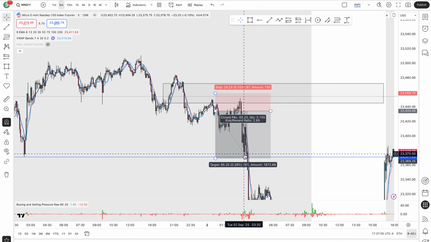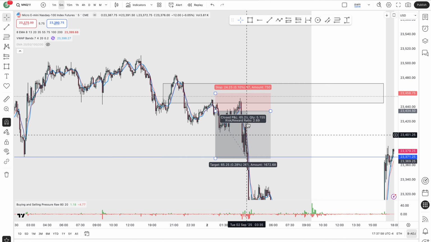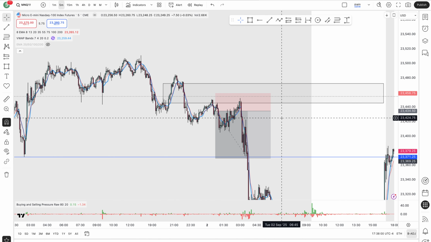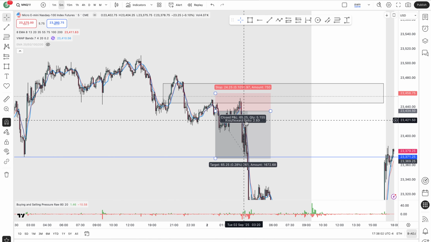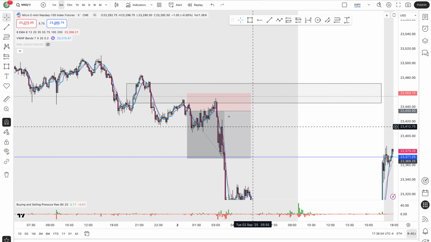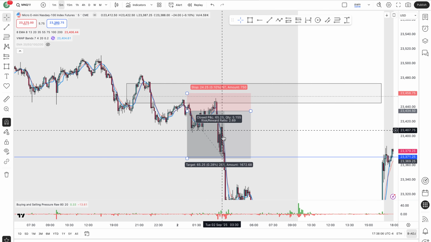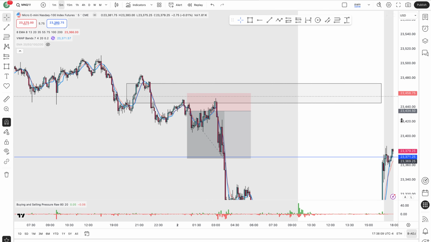I actually didn't get filled right here. We had this move all the way up, and at this point I'm break even. I'm like, there's no way I'm about to get stopped out at break even. Then a new 5-minute candle opens and just gets destroyed. And I took profit right here.